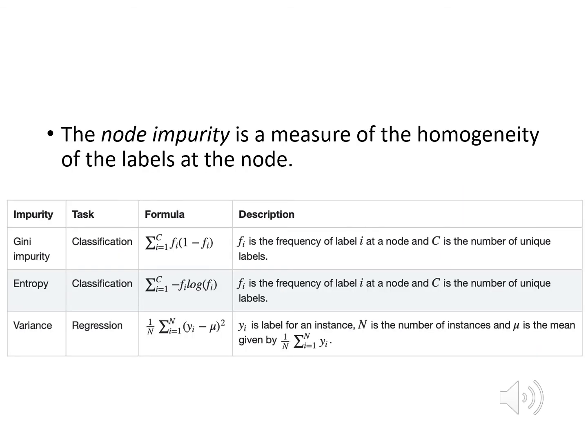Node impurity is a type of approach to measure the homogeneity of the labels at the node. In MLlib, it implemented three approaches for impurity: two for classification, including the Gini impurity and entropy, and one for regression, which is variance.